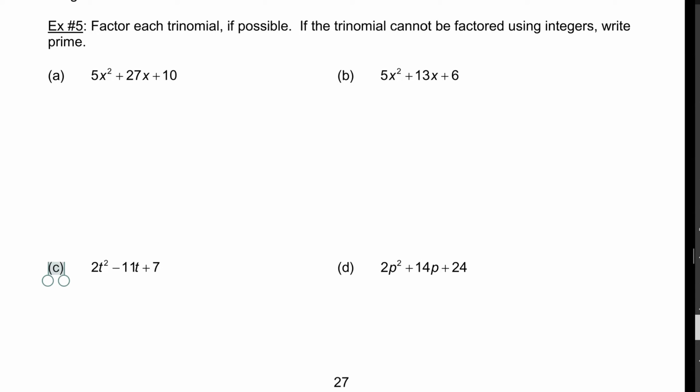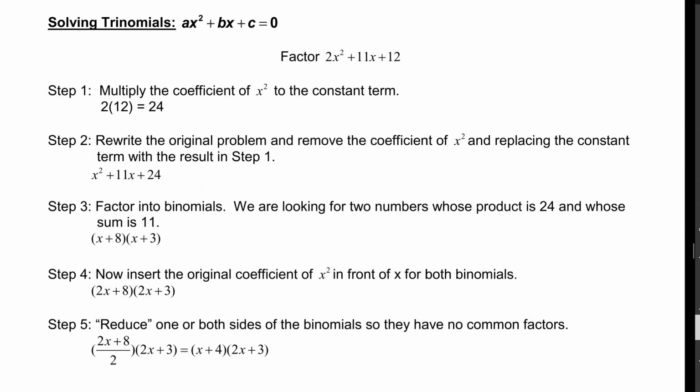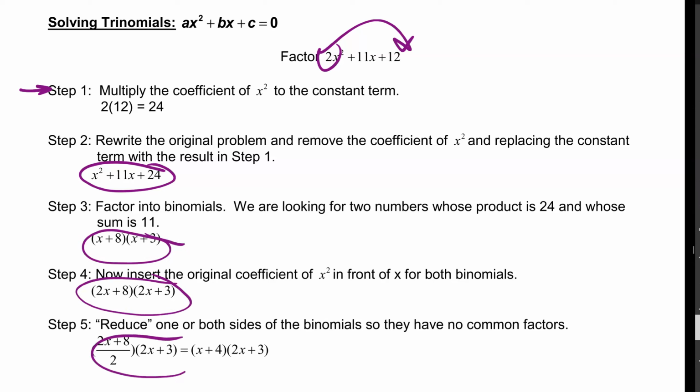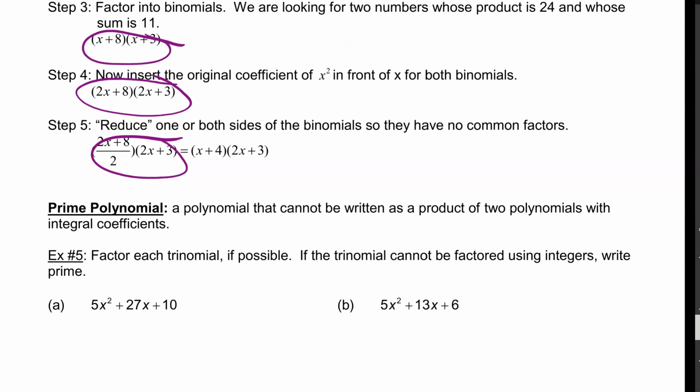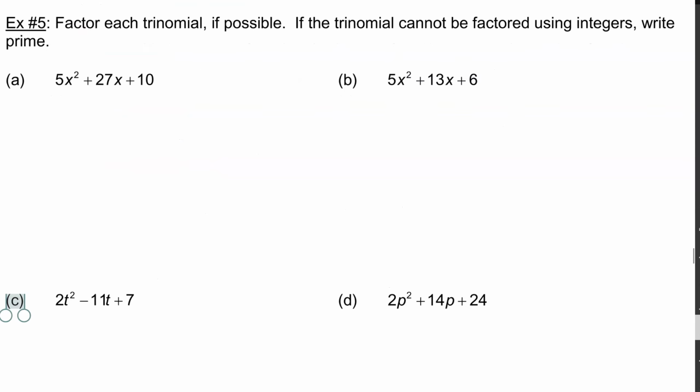Example 5b. So we're going through how you solve trinomials with an a, the coefficient in front of your x squared other than 1. First, multiply the coefficient of the x squared by the constant term. Then you rewrite it with the new c, factor it, put the coefficient back in, and see if you can reduce. Those are the steps. When I write 1, 2, 3, 4, 5, it's right above, same page. That's what I'm referring to.